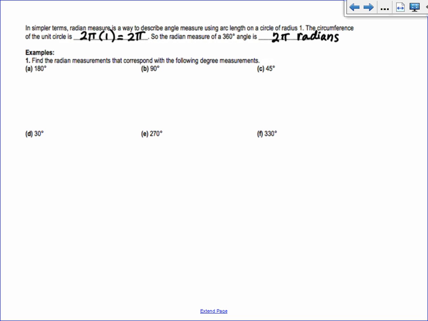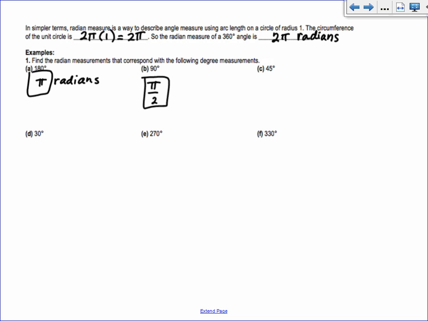Okay, so find the radian measures that correspond with the following degree measurements. So if I have 180 degrees, we said that that was the same as pi radians. Okay, if I have 90 degrees, it's going to be pi over 2, right? 1/2 pi or pi over 2.